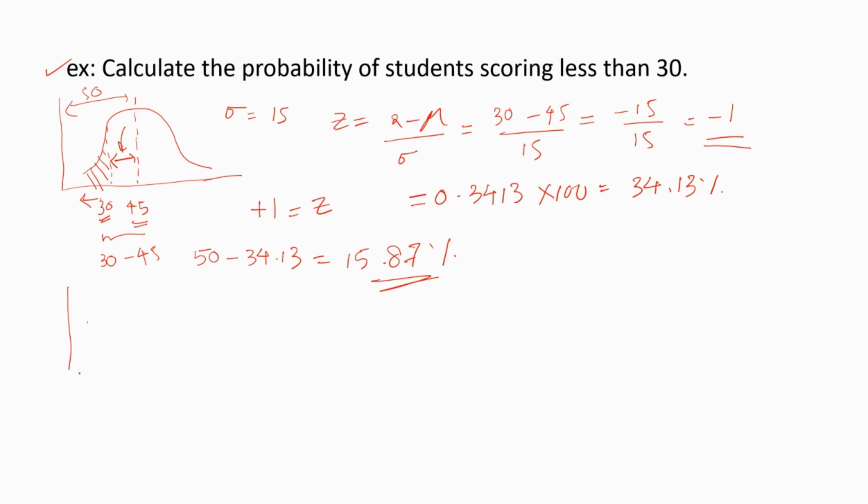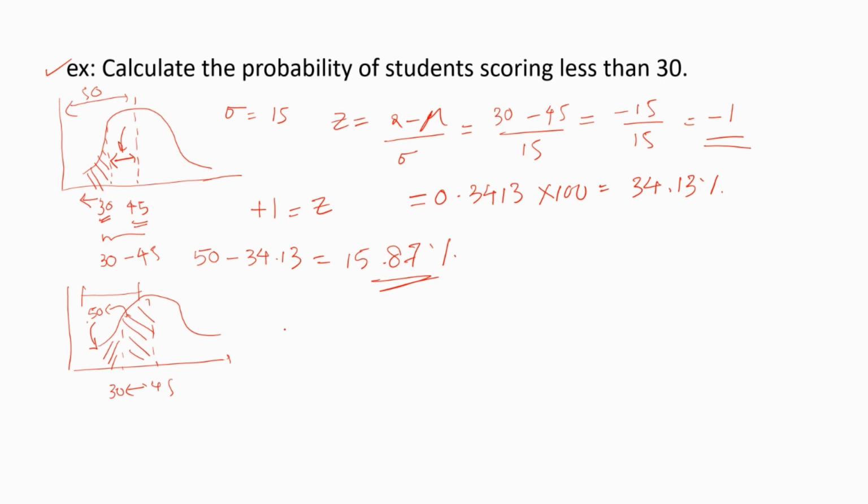So essentially this is what we did. This is the curve. This is 45. This is 30. We found the area between these two values, 30 and 45, which is 34.13. But we need this area. So what we did, we know this area equals 50, so we deduct this area from 50. So we can get this section below 30. This is how you calculate the probabilities using normal distribution.